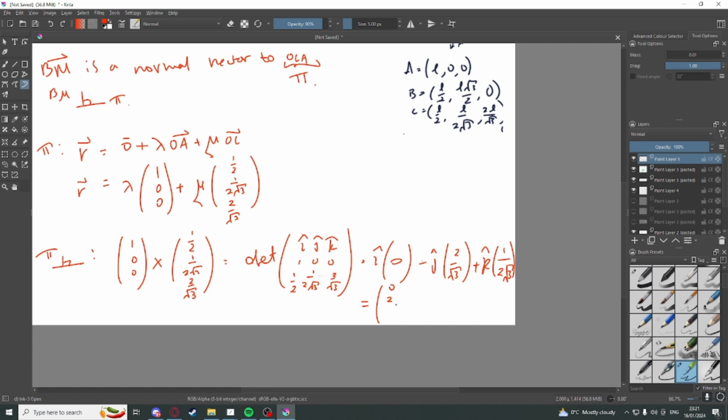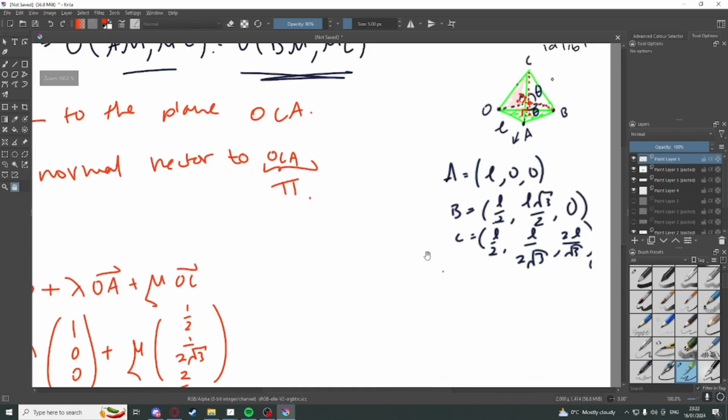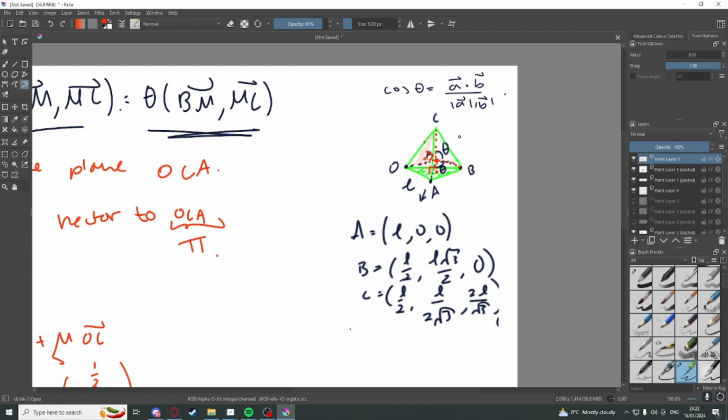Actually, because a normal vector can still be scaled, let me actually write it down. 2 over root 3 and 1 over 2 root 3, and then let me just multiply everything by root 3, and what I will get is 0, 2, and then 1 over 2. Oh yeah, sorry, negative 4. So this would be my normal vector, right? My normal vector would be in the direction of negative 2.